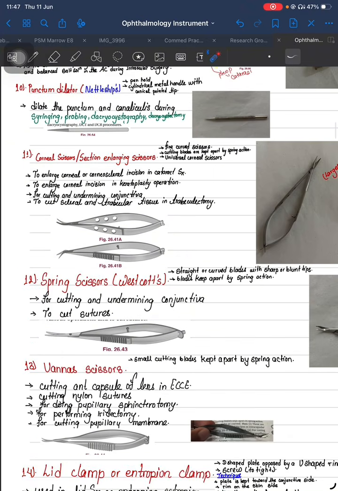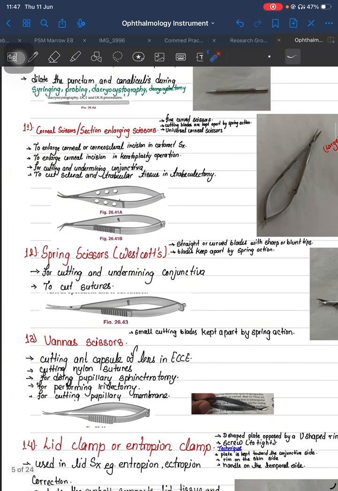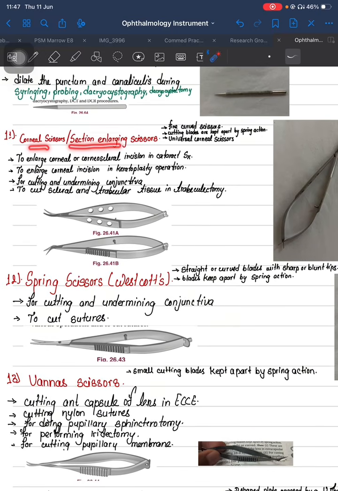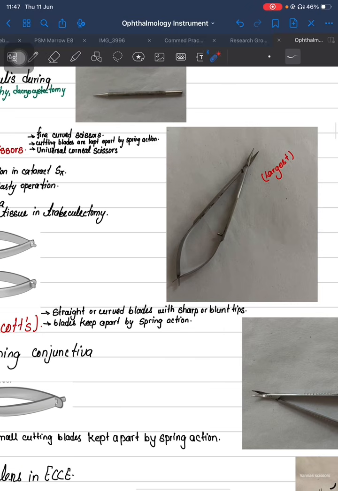And let's discuss the scissors. There are three scissors. The first one is the corneal scissor or section enlarging scissor. This is the corneal or section enlarging scissor. It is the largest scissor among all three scissors. It has cutting blades which are kept apart by the spring action present in the scissor, and it is also called the universal corneal scissor because it can be used in both eyes.